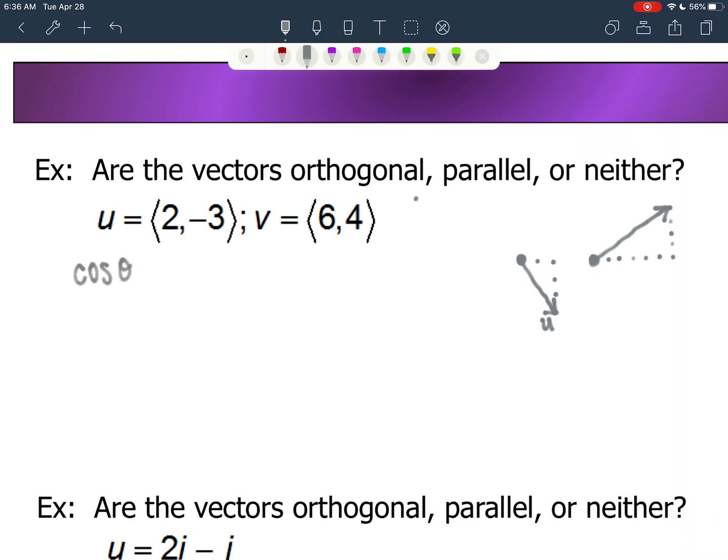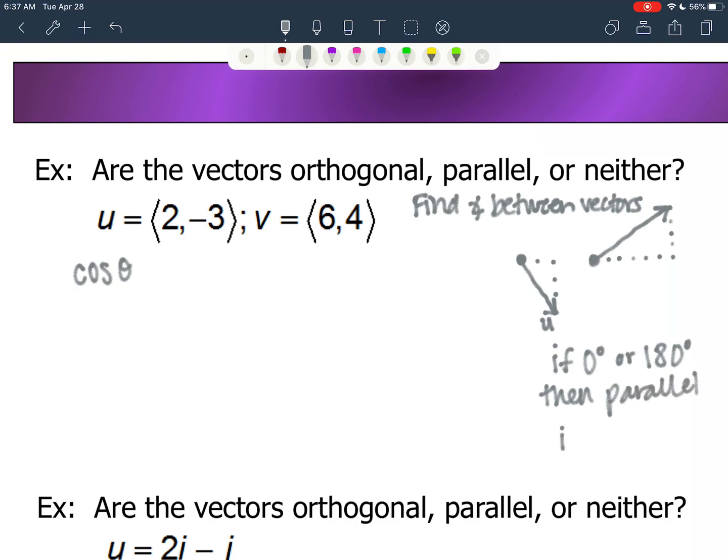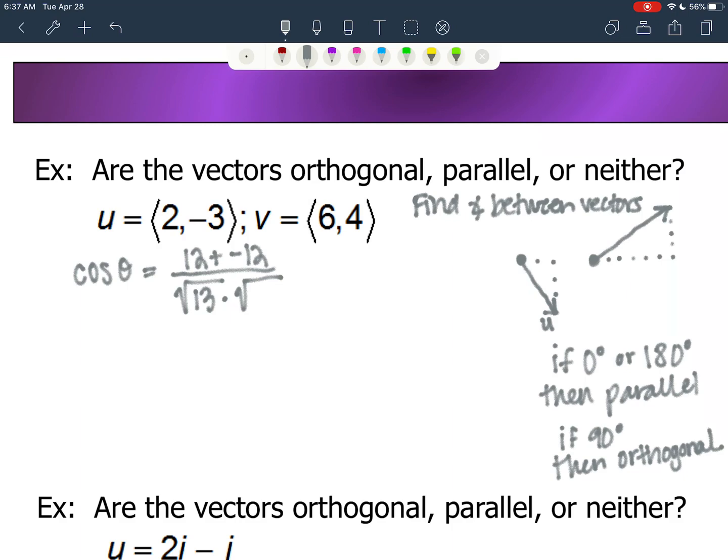We're going to find the angle between the vectors. If 0 degrees or 180, then parallel. If 90 degrees, then orthogonal. So the cosine of theta is equal to u dot v, so we've got 12 plus -12 over the magnitude. 4 plus 9 is 13, so the square root of 13 times the square root of 36 and 16, which is 52.